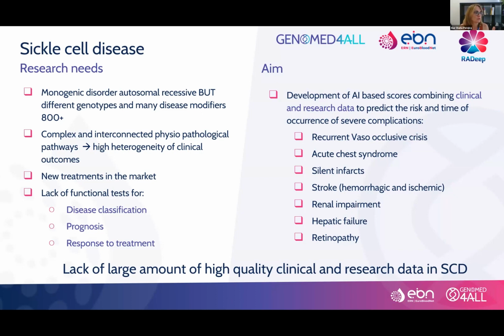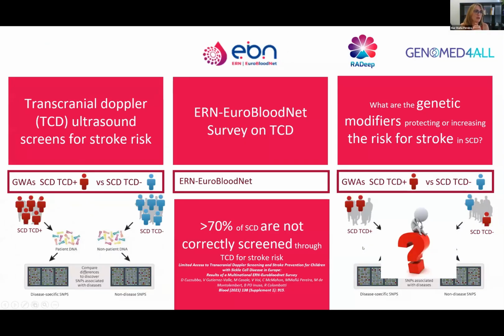But then, okay, that's fine, but all the power of the AI is there to be used for these objectives. But another challenge that we face is the lack of large amounts of high quality clinical and research data in sickle cell disease. So we are starting from a very starting point, let's say, because we are lacking these data sets. And why is this important? Also, Rafaela was mentioning the lack of expertise, for instance, to diagnose silent infarct. And this is also impacting on research.